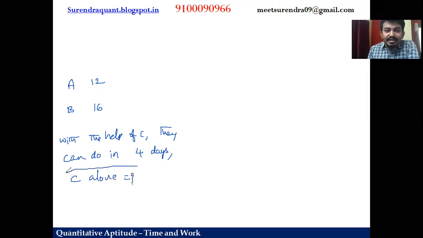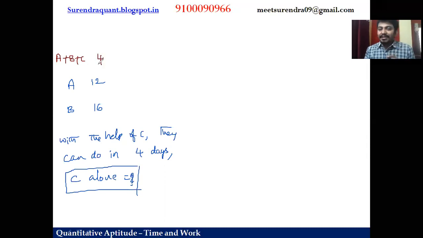So now guys, A can do it in 12 days, B can do it in 16 days. With the help of C means if all 3 persons are working together, A plus B plus C, they can do it in 4 days. That is the meaning. I'll tell you the normal method for this question. It's better to know it once anyhow.